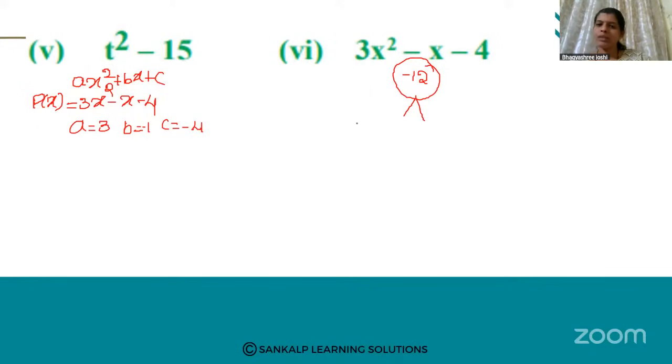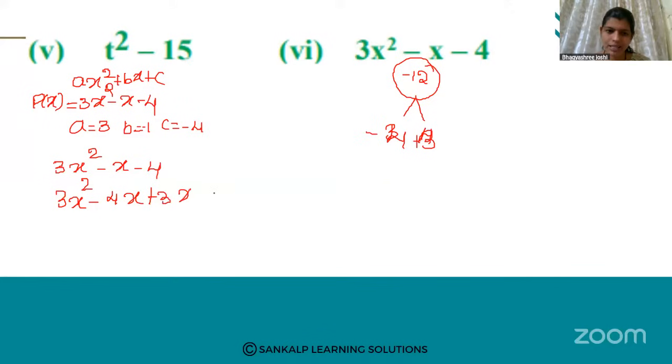ಯಾವ ನಂಬರ್ಸ್ ಅದು? 3 4s are 12 or 4 3s are 12, -4 plus 3. -4 plus 3, then I will get -1, and -4 into plus 3, then I will get -2. Yes or no? 4 3s are 12. So here 3x² minus x minus 4, this I will write as 3x² minus 4x plus 3x minus 4, right? So ನಿಮ್ಗೆ ಲೆಟರ್ಸ್ ಕಾಣಿಸ್ತಾ ಇದೆ ಅಂತ ಅನ್ಕೋತೀನಿ.